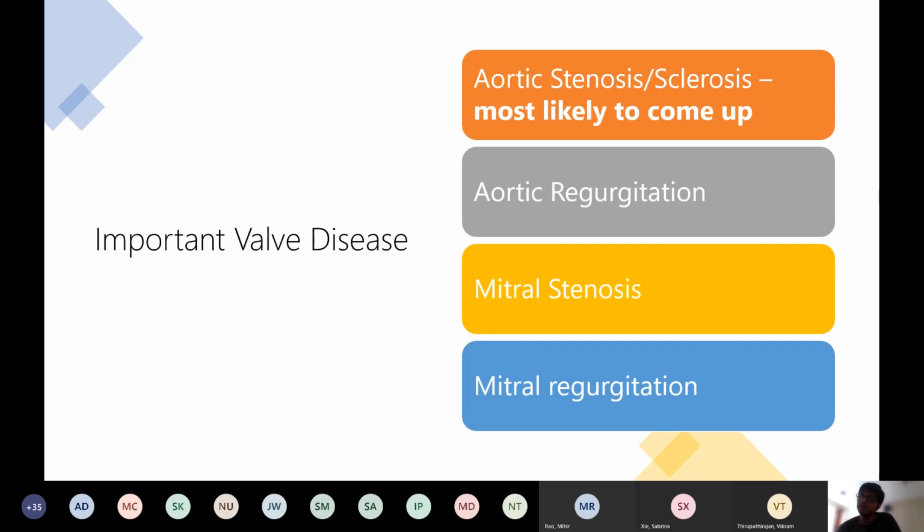Restrictive cardiomyopathy caused by infiltrative conditions. I can't remember off the top of my head, but you probably can't. They can cause it. Infiltrative conditions can cause everything, so probably.